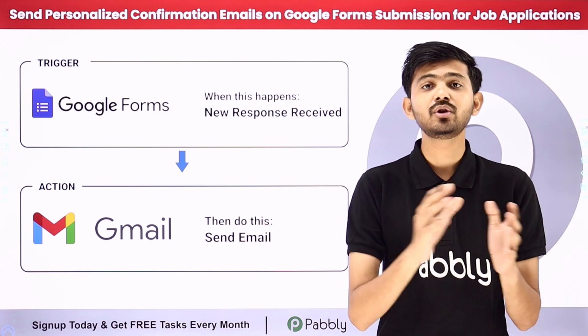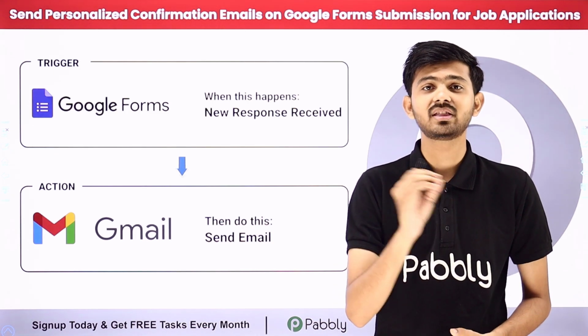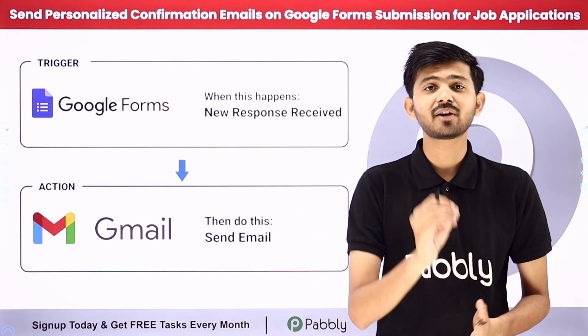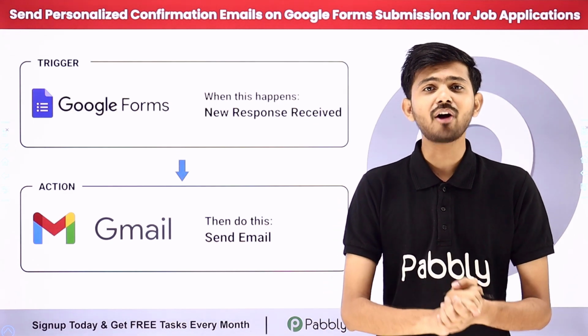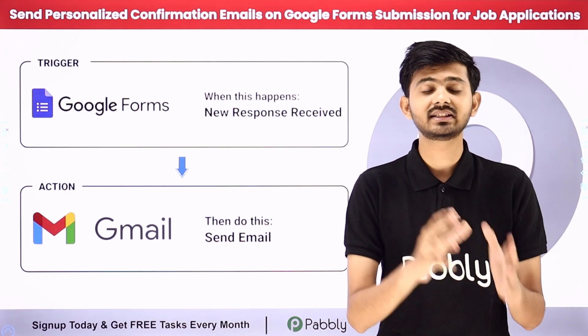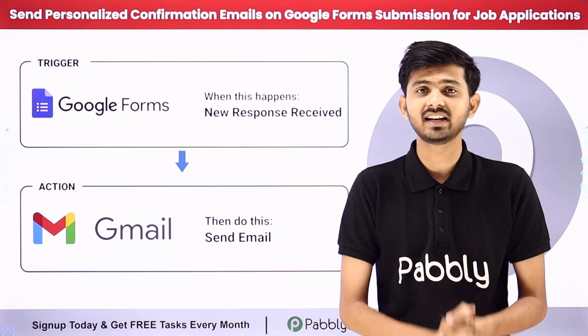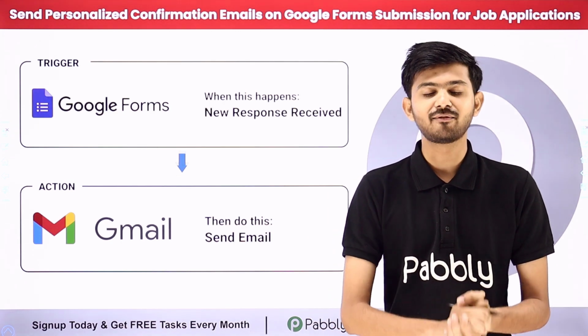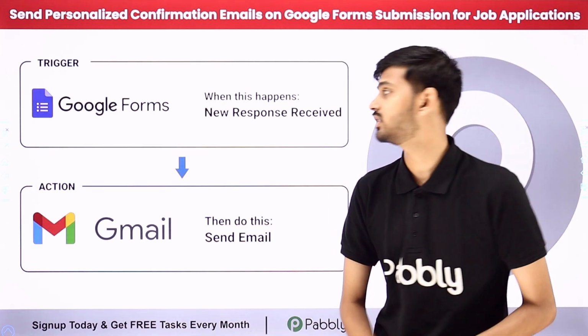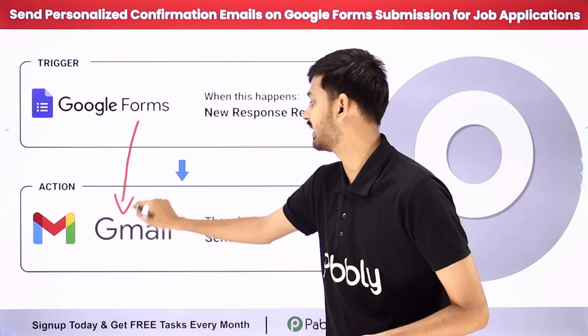As a new candidate fills that form, we are going to receive a new form submission, and as we receive that form submission, we automatically want to send a personalized confirmation email to our candidate by using Gmail. So for my objective, I have to build a connection between Google Forms and Gmail.